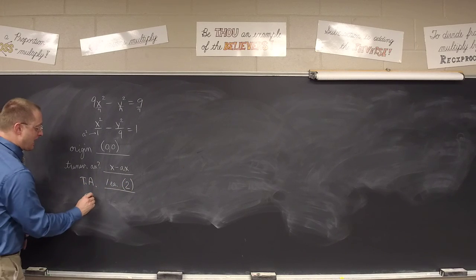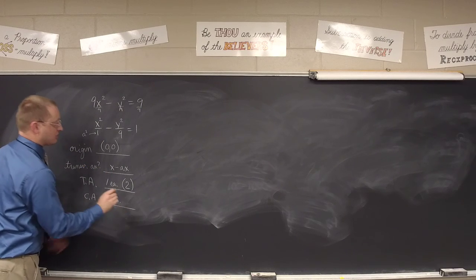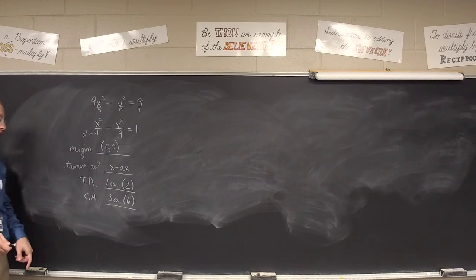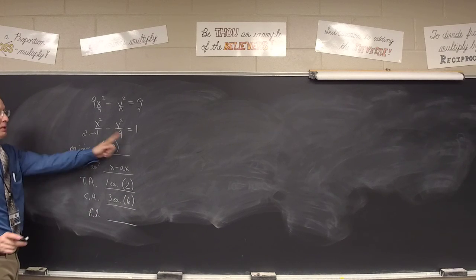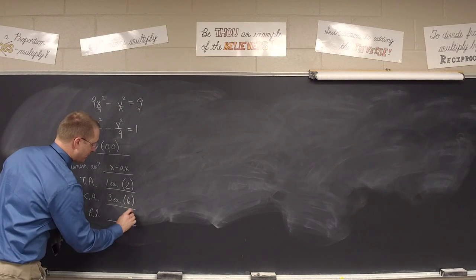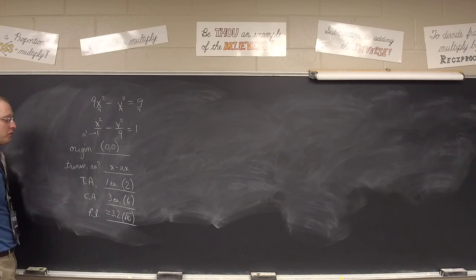The conjugate axis, 3 each. Again, this is b squared, so b is 3. You could say it's a total length of 6 for the conjugate axis, but again, it's best to think in terms of each. For the focal length, remember, that's the square root of a squared plus b squared. If I add those two squares, I get 10, so we'll take the square root of 10, and that'll give us approximately 3.2 for our focal length.